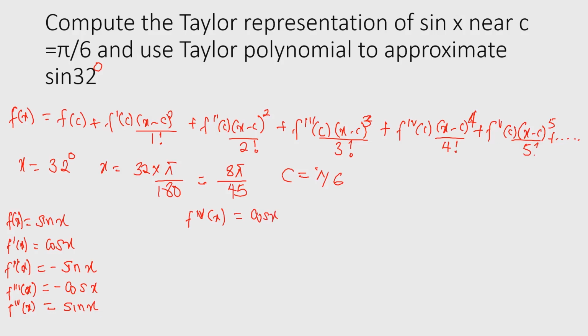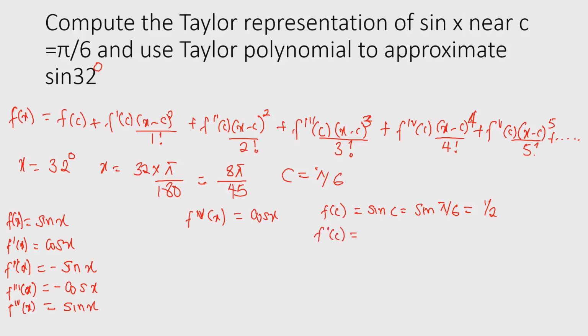So therefore we go ahead, we need to get our f of c. f of c is simply sin c, and c is given as pi over 6, so sin pi over 6 is equal to 1 over 2. Now pi is 180, so you simply divide 180 by 6, which gives you 30. So sin 30 is 1 over 2. Then you go ahead for f prime of c.